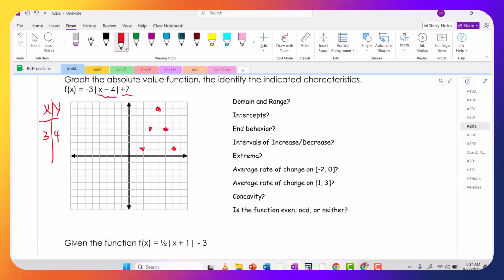And you can do that for all these coordinates. 5 does the same thing. 5 minus 4 is 1. Absolute value of 1 is 1. 1 times -3 is -3. Same thing.